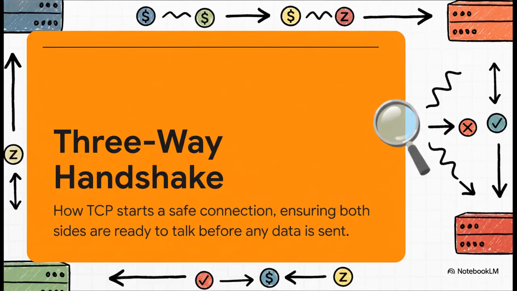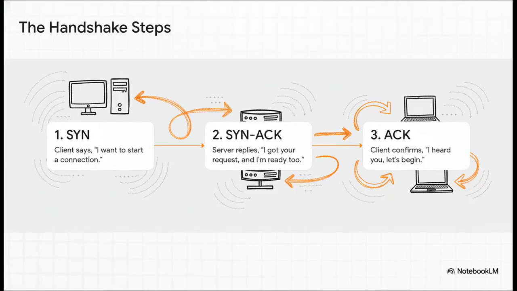The three-way handshake is basically the official opening ceremony for a reliable connection. It's the method used by TCP, that's the Transmission Control Protocol, a huge part of the internet, to make sure both sides are online, ready, and willing to communicate before even a single byte of your actual data gets sent. And it happens in three super simple steps.